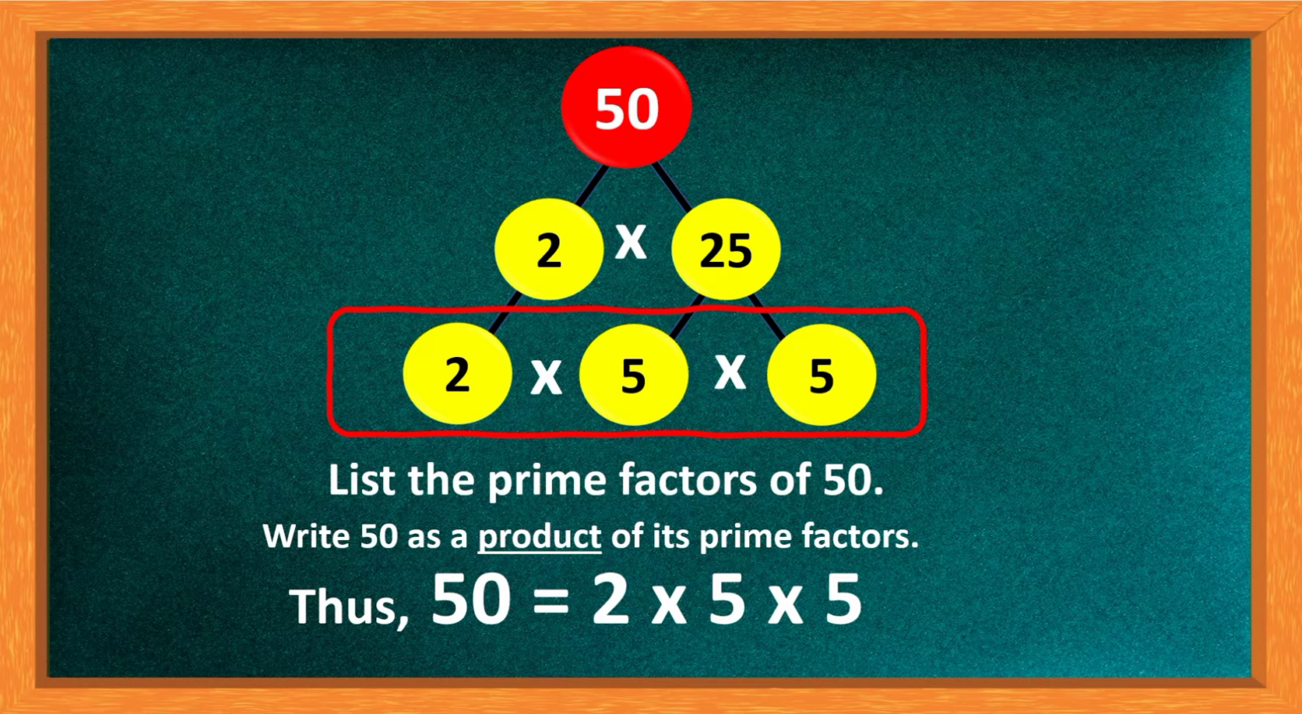Let's check again. 2 times 5 is 10. 10 times 5 is equal to 50. Again, our answer is correct.